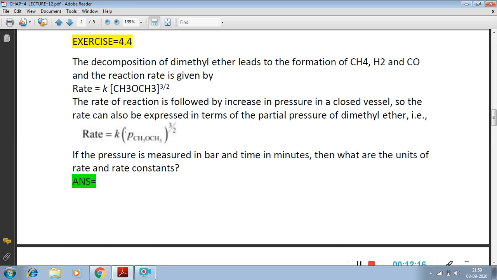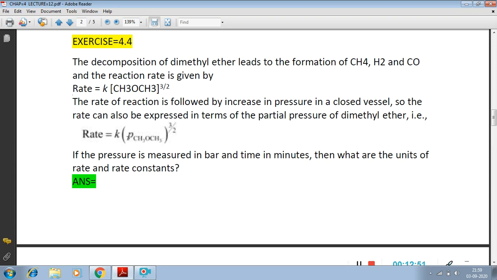A reaction is given to us, decomposition of dimethyl ether, and products are methane, hydrogen gas, and carbon monoxide gas. The rate of that reaction is given by this equation. Rate is equal to K into concentration of ether raised to 3 by 2. Now, if we increase the pressure of ether, then rate will be given by this equation, this one.